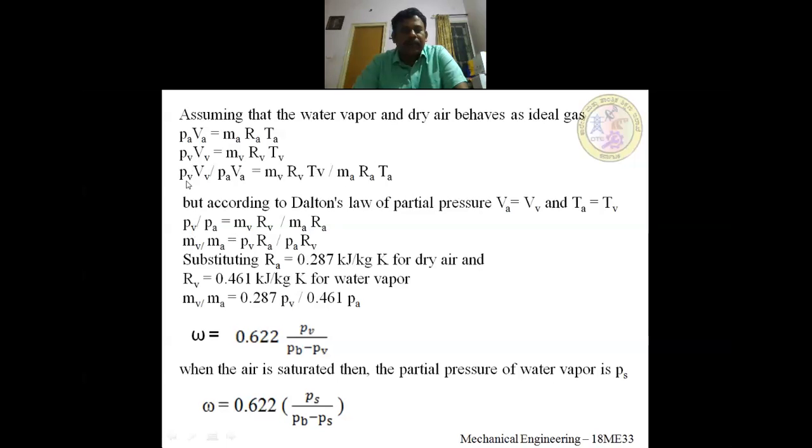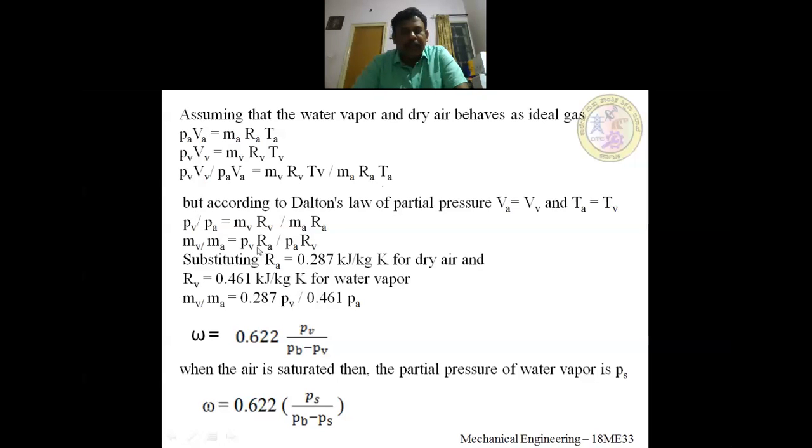What is remaining? So it is PV by PA. Left hand side PV by PA is equal to mVRV by mARA. TV, TA have cancelled. Now I have simplified what is mV by mA. It is nothing but PV into RA; the terms on the left hand side go to the numerator. PV RA by PA RV, that will be mV by mA. I have obtained the equation in terms of mass of water vapor by mass of dry air. So this mV by mA is equal to omega.